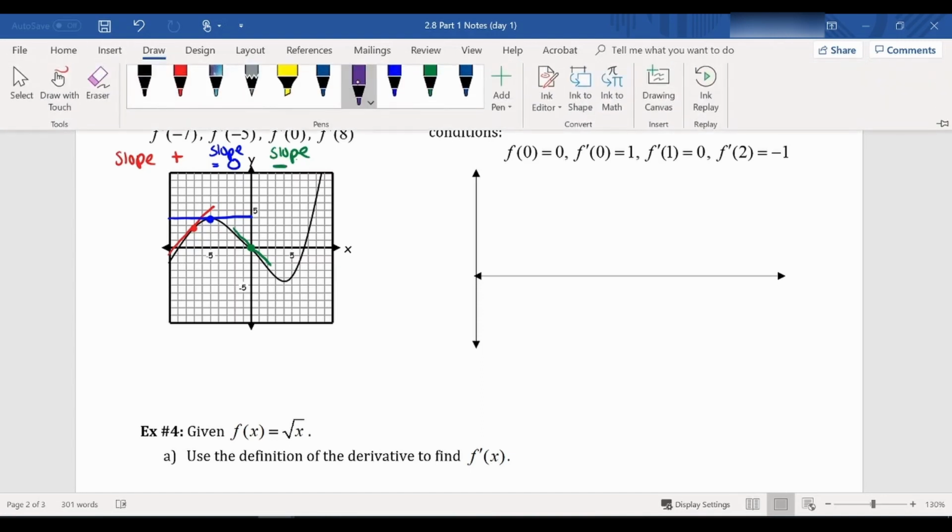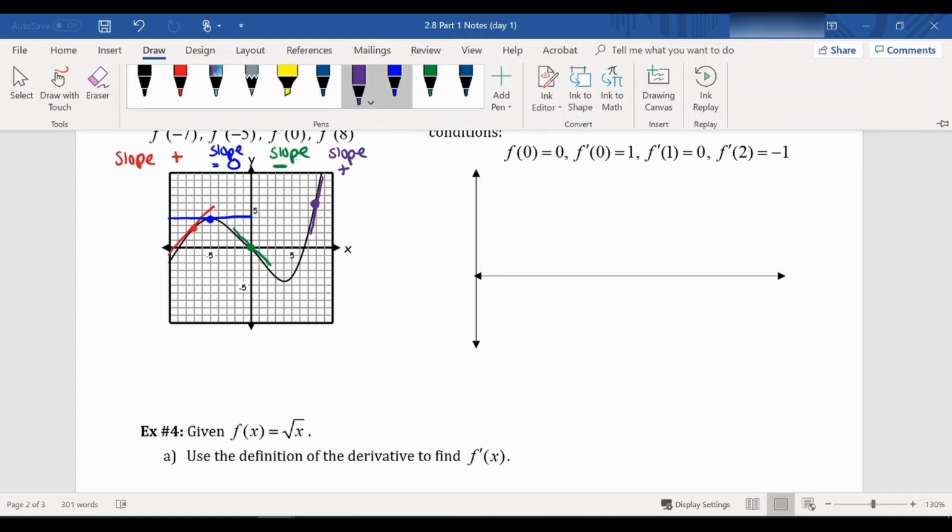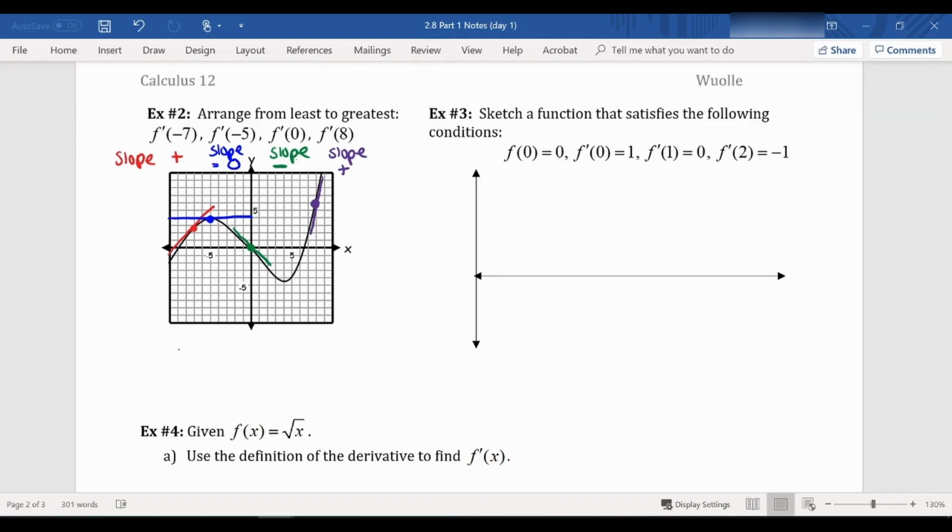And if I go over to 8, draw a point, draw what looks like a tangent line, we see that this one has a slope that is positive as well. So if I want to arrange these from least to greatest, well, my least must be my negative slope, or f prime of 0, then my 0 slope, f prime of -5, and then my two positive slopes. So just a reminder, a bigger slope means a steeper line, which means that the purple slope, or f prime of 8, is bigger than f prime of -7. So f prime of -7 would come next, followed by f prime of 8.